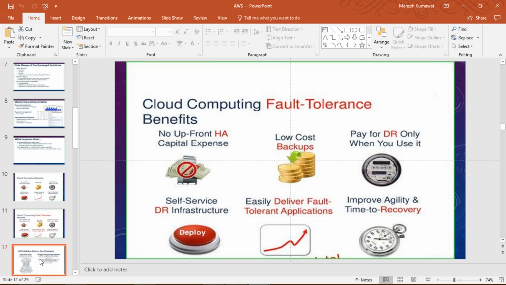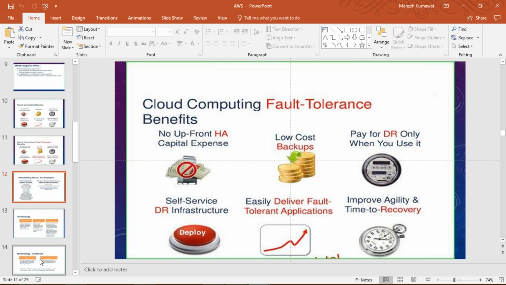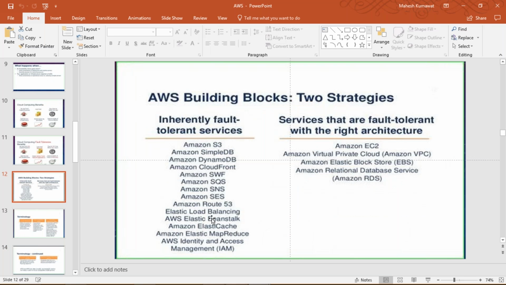We are going further: AWS building blocks, two strategies. Once you go for strategies in AWS, what kind of strategy can you create? First, inherently fault tolerant services. These are services that are already fault tolerant from the AWS side: S3, DynamoDB, SWF, SQS, SNS, SES, Route 53, which is like DNS, load balancing, ElastiCache, MapReduce, and AWS Identity and Access Management.